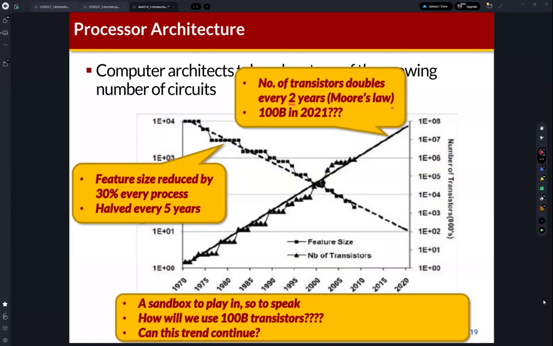If the number of transistors increased by Moore's law, it could be 100 billion in 2001. The book was published around 2000, maybe 2012 or 2013, so it's just an expectation of the book, but now we are in 2024. The feature size is reduced by 30% every process generation, about every 5 years. The size is reduced, so we can include more transistors in the same area. 100 billion transistors are now okay.